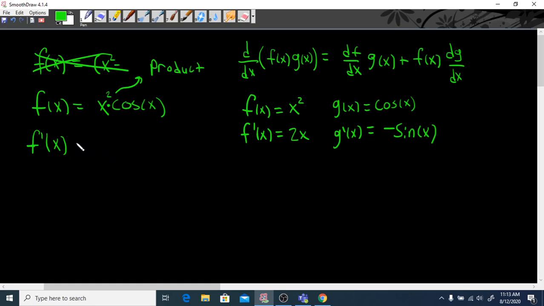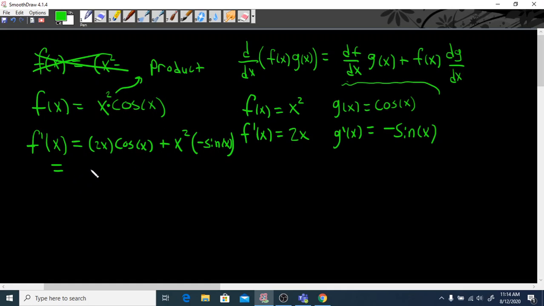So now we can write down the derivative of the product. And I'm just going to plug it right into this formula here. So the derivative of f is 2x. g with no derivative is cosine. Plus f with no derivative, so x squared. And then the derivative of g, so negative sine. Sorry about the jumbled mess there.